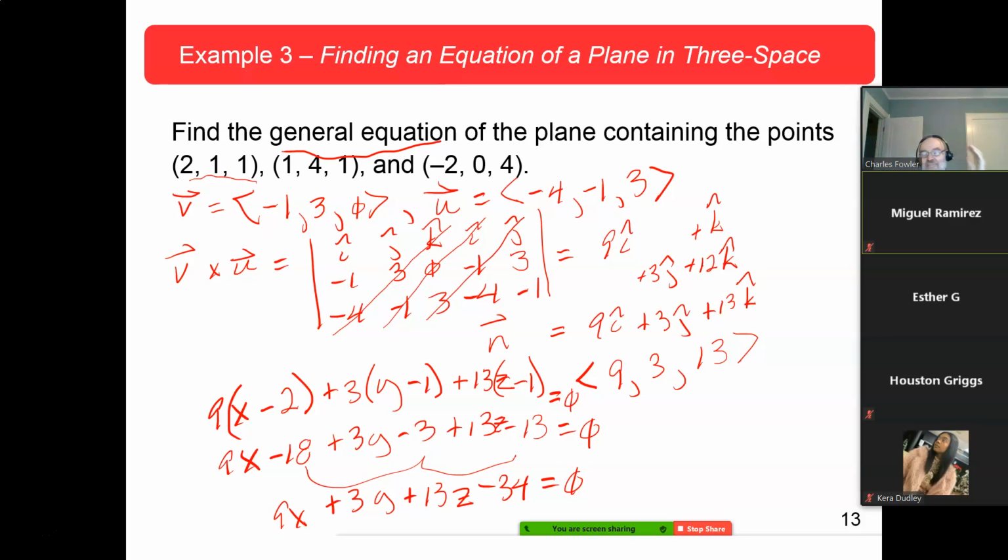Okay, now is that unique? No, it isn't. You could have chosen to arrive at this another way. Let's see how close it is to the one that they have.